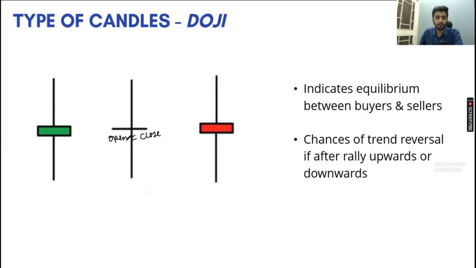There might be a few small gaps in between, like here we see that there is some real body also, because in practice it's not always that the open will equal the close, but you need to understand that there will be very little difference between the open and close, and there will be wicks around.